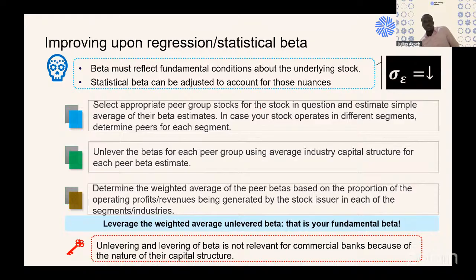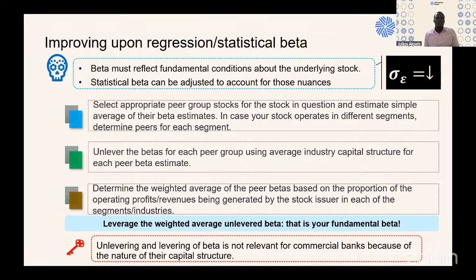The next thing we'll do, after coming up with the average betas for each industry, is this: those betas, by definition, may be leveraged because the companies in question may be using debt and equity. Ladies and gentlemen, I've not started talking about issues of commercial banks yet. So the companies in question may be using debt. Because they are using debt, the betas may be leveraged. So we need to unlever those betas. When we unlever the beta for each of the industry peer groups, we get the unlevered beta for the various industries or segments where the company's products operate or are traded.